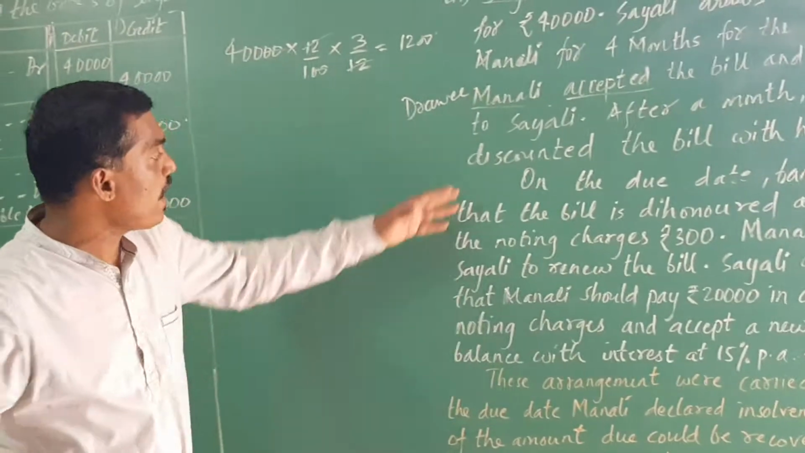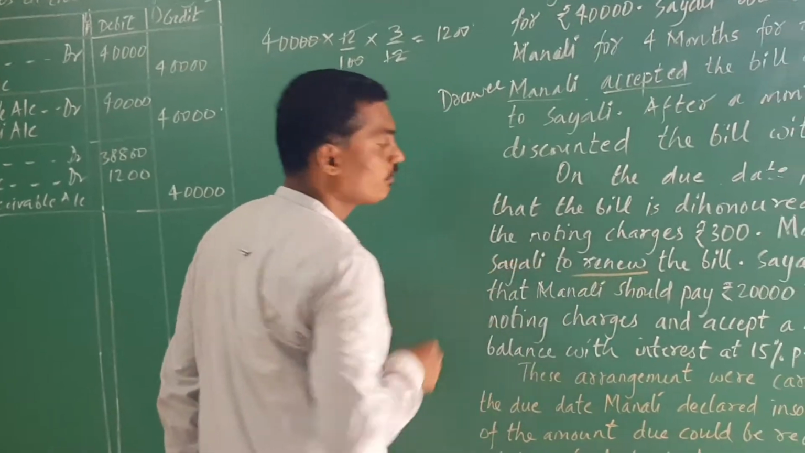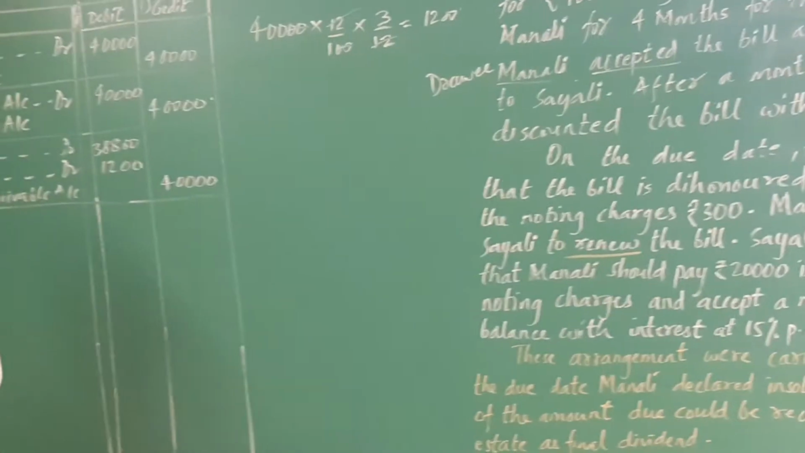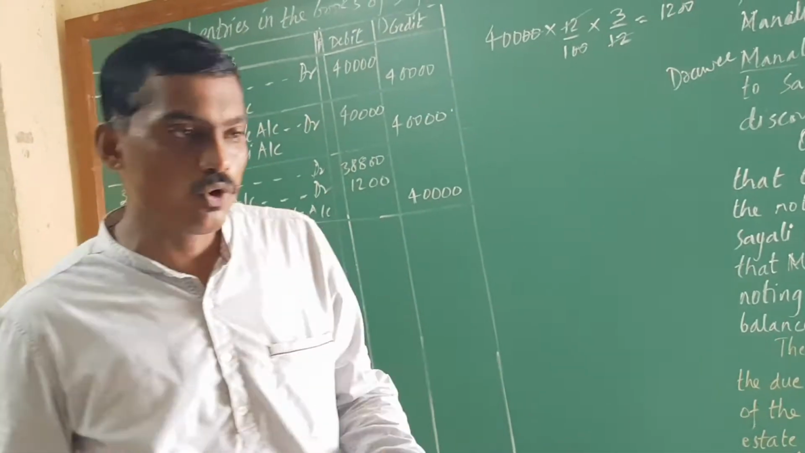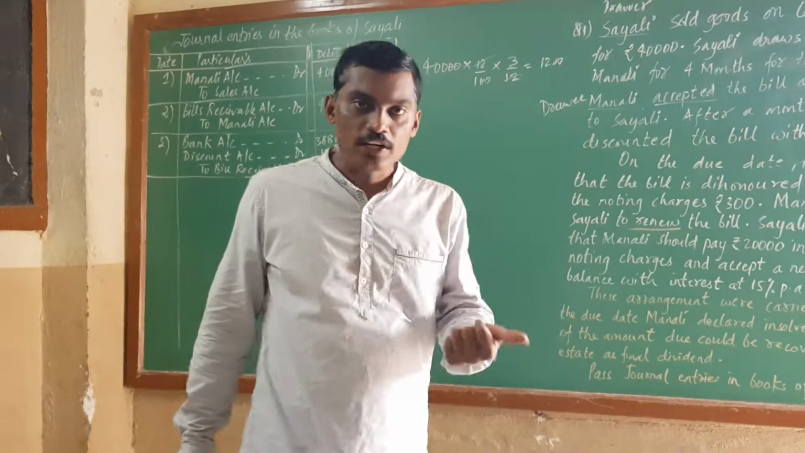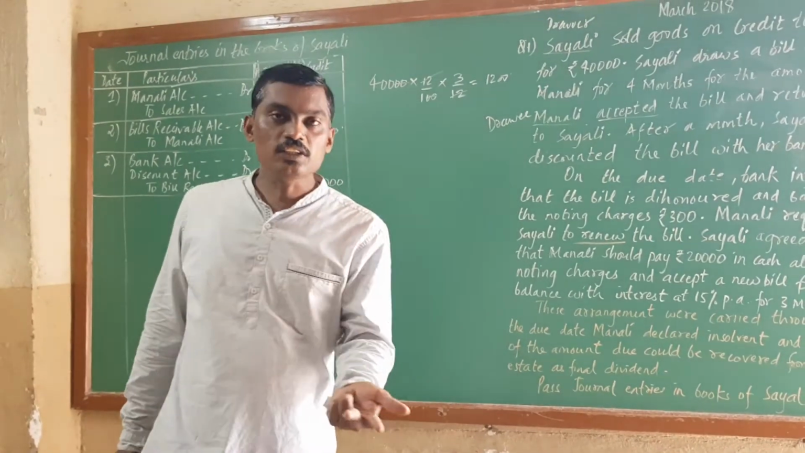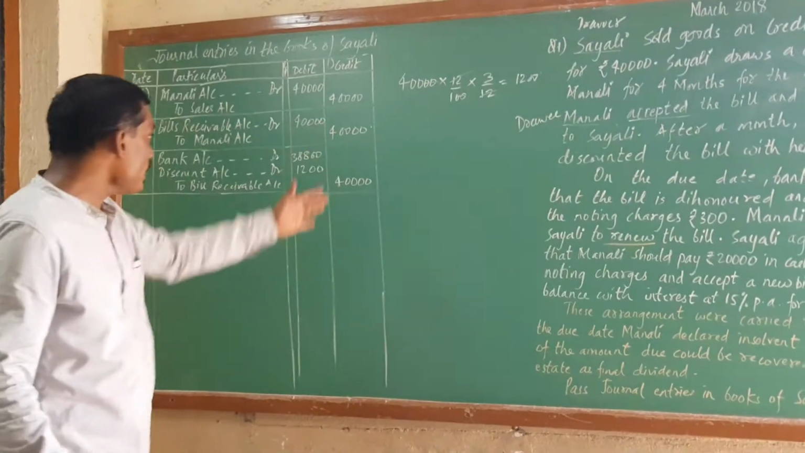Now all these paragraphs, what is it? Renewal. See here, renew. So we know renewal has 4 entries. The first one is what? Cancellation of old bill, dishonor of bill, then part payment, then interest charging, and then what? Acceptance of new bill. So 4 entries are there.